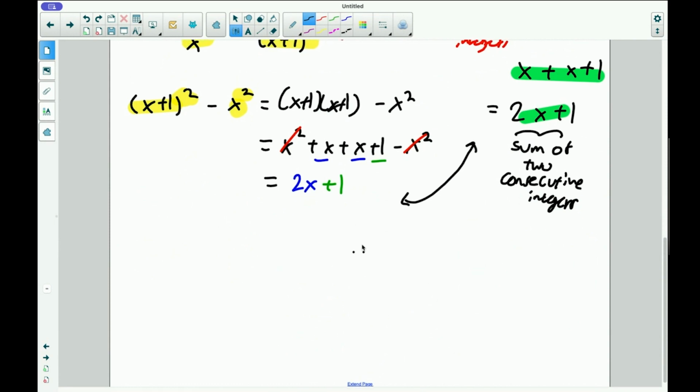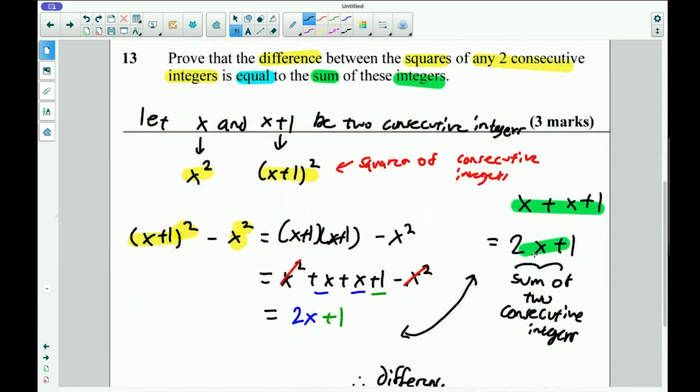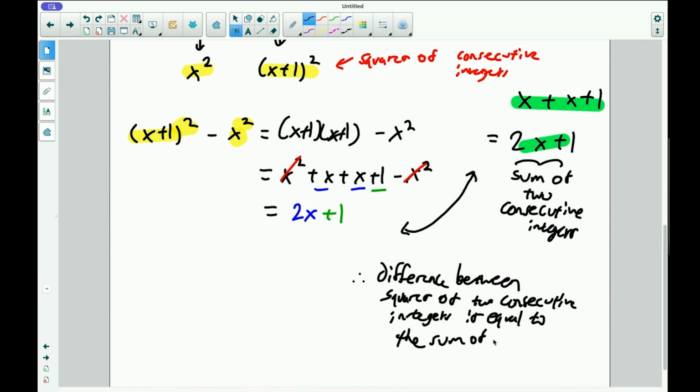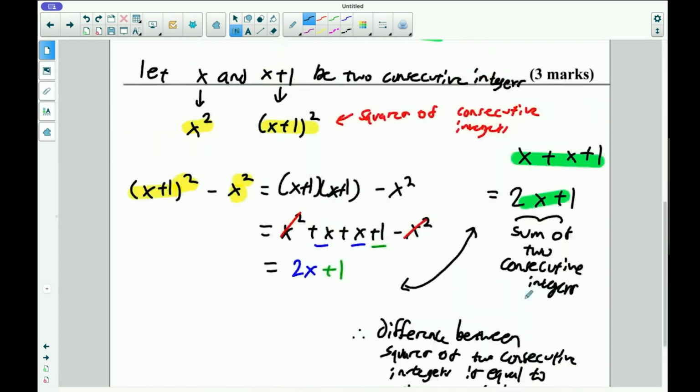So you can say, therefore, the difference between the squares of two consecutive integers is equal to the sum of those two integers.